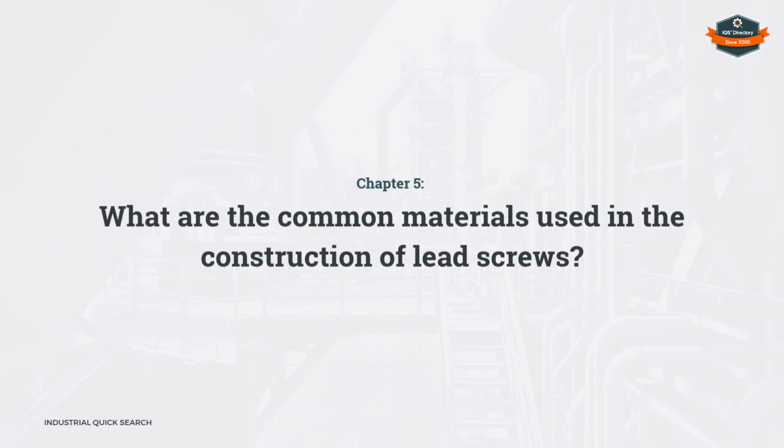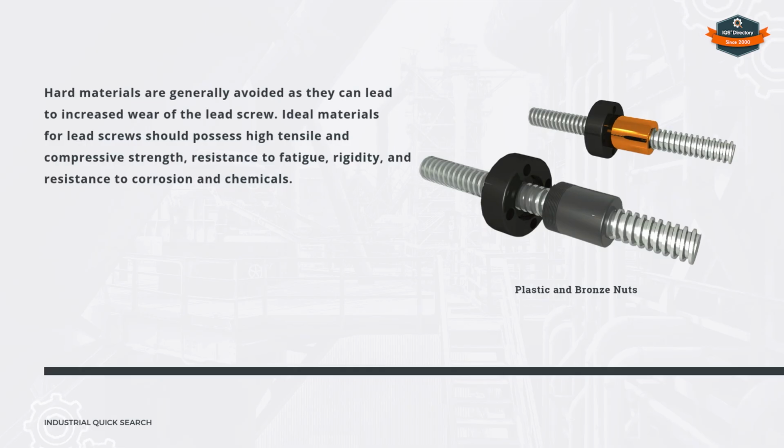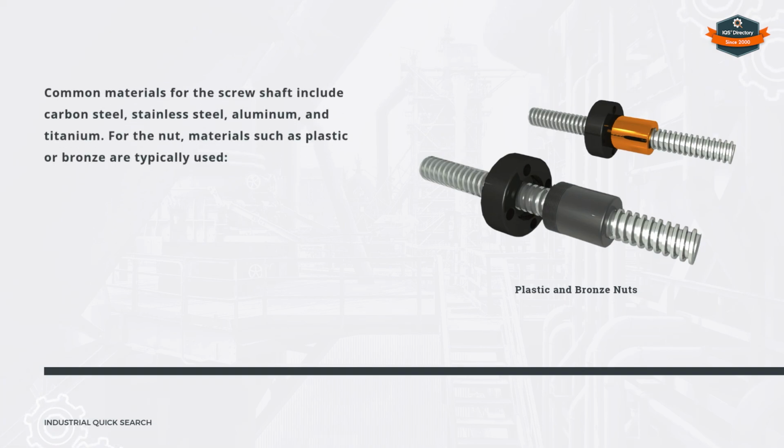Chapter 5. What are the common materials used in the construction of lead screws? For the nut, materials such as plastic or bronze are typically used.